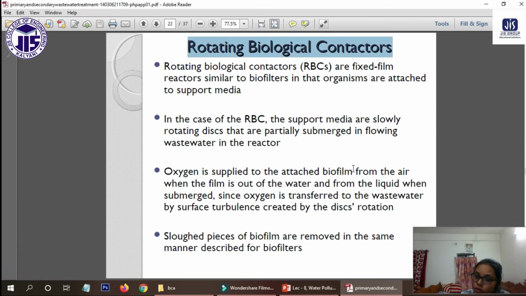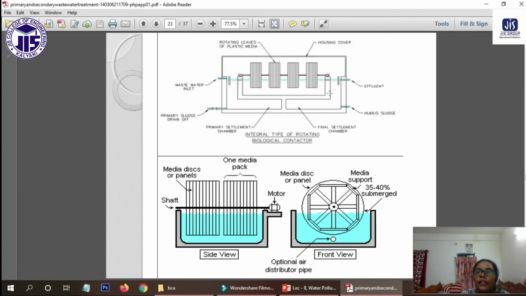Okay, so this is also used for the removal of biodegradable material. Now you can see here, this is the chamber. In a rotating biological contactor, the water is taken into a chamber, like a tank, and in this tank we have many vertical circular discs. They are covered with gelatin, which provides a home for the microorganisms, and they are half immersed in the wastewater.